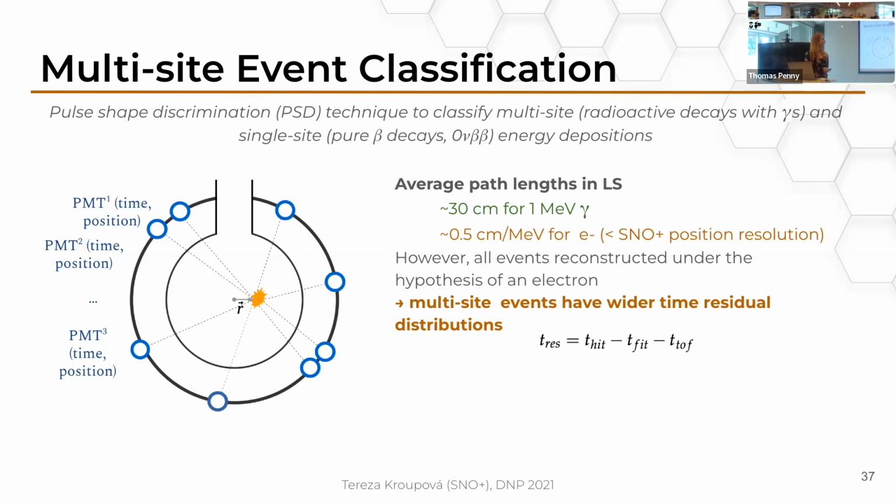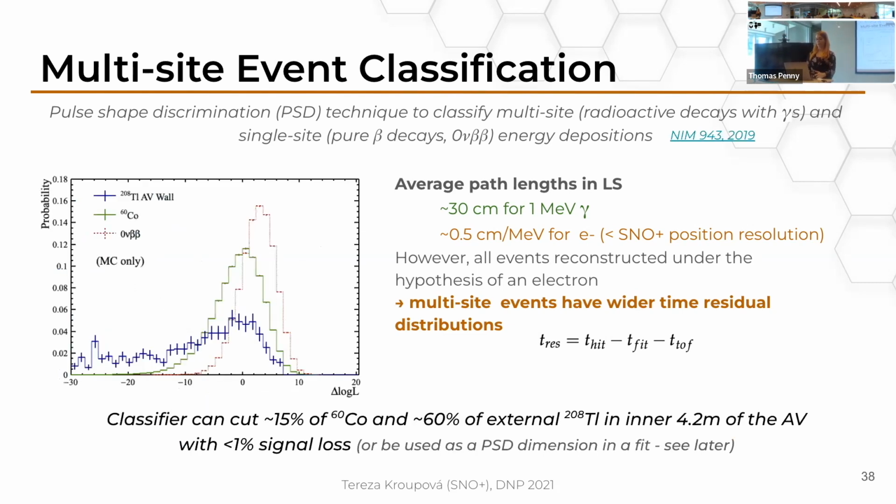However, if you have even a 1 MeV gamma, that travels a little further, and so your energy deposition will be more spread out. Therefore, if you're doing something like a likelihood fit, those time residuals will appear more spread out. You can take that, create PDFs, and create a discriminator, something like a log likelihood ratio. So that is what is shown here.